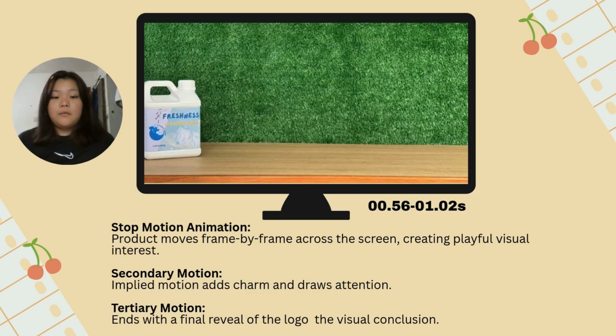In the last part, from 56 seconds to 1 minute 2 seconds, I use stop motion animation. The product moves frame by frame across the screen, creating playful visual interest. And also the secondary motion. It implies motion, adds charm and draws attention. Then, also the tertiary motion ends with a final reveal of the logo, the visual conclusion.